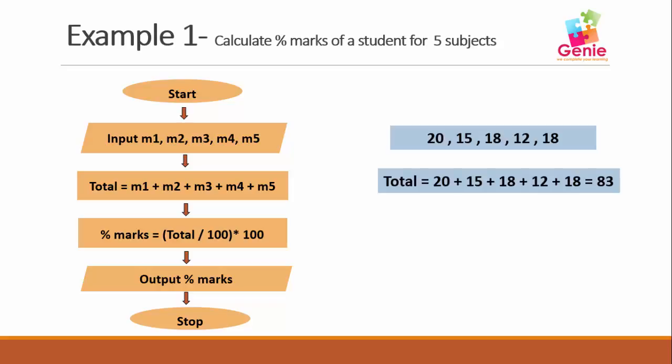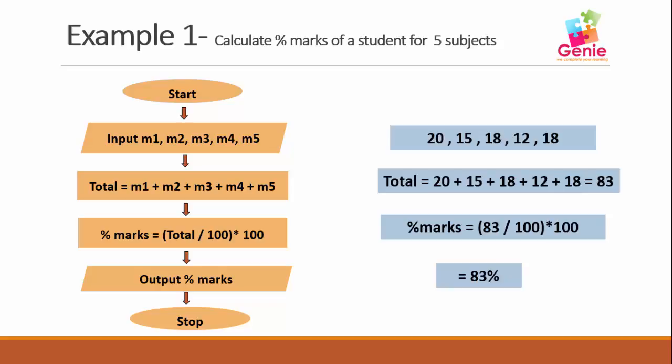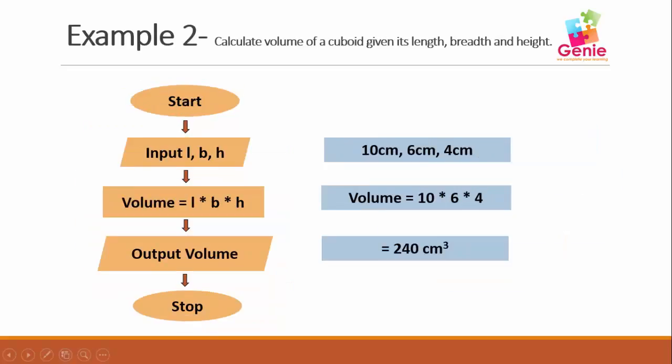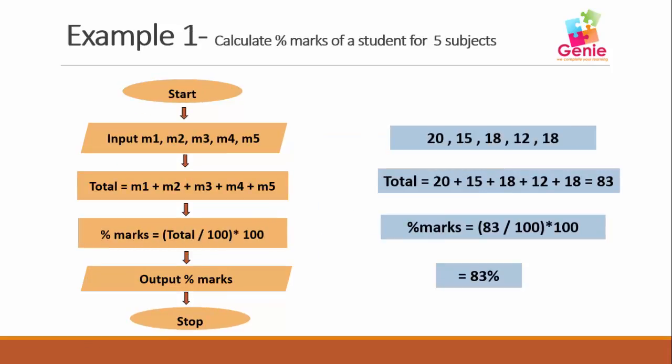Next, we calculate the total of these marks. We simply add them up and the total comes to 83. Next, we calculate the percentage marks, which is 83 divided by 100 multiplied by 100. So we get the percentage as 83%. This flowchart shows a simple sequential flow with no conditions or loops. It seems easy to read.